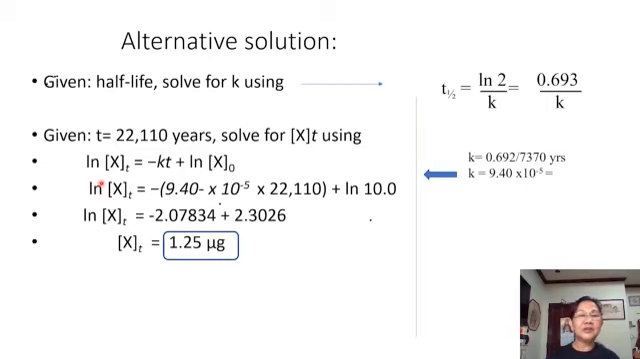Let's make use of the formula for the rate of radioactive decay. Natural logarithm of Xt is equal to minus kt plus natural logarithm of X0. X0 is the initial amount, and Xt is the amount that remains after the passage of time. Time is given there as 22,110 years. Let us substitute values and use the calculator to solve this problem. The answer is 1.25 micrograms, which is the same as the answer in the previous solution.